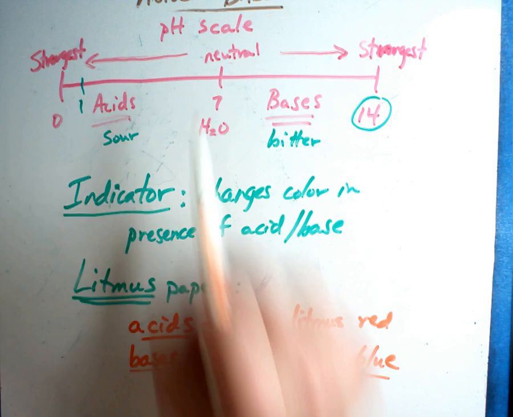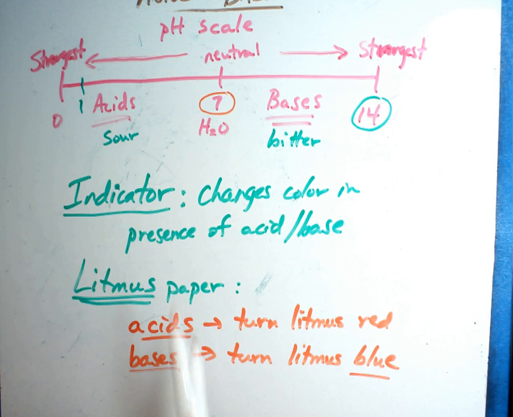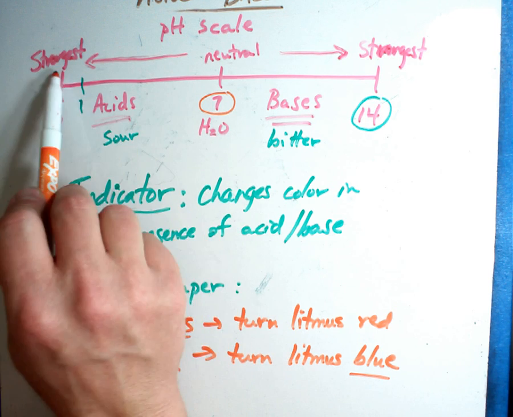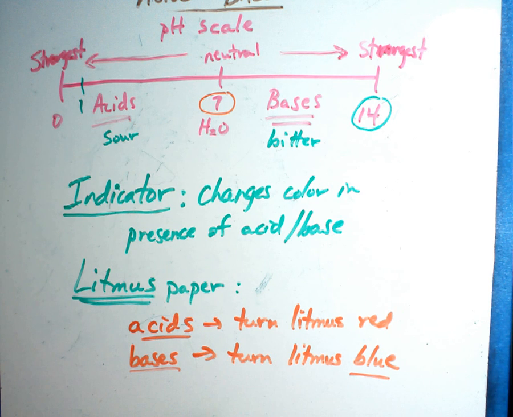So a quick reminder, pH scale 0 to 14, 7's in the middle, neutral. The only thing that's neutral is water. And the further you get away from 7, the stronger it is. So in the next video, I'm going to show you this indicator as an example of an indicator, and there's lots of them in the world. But I'm going to show you this one, and then we're going to talk about how you actually calculate pH.